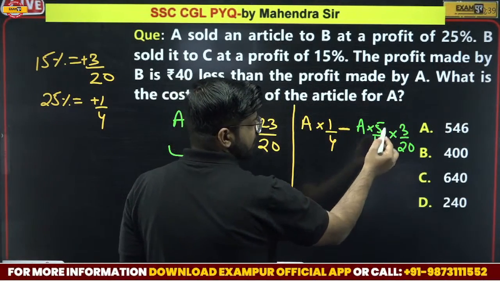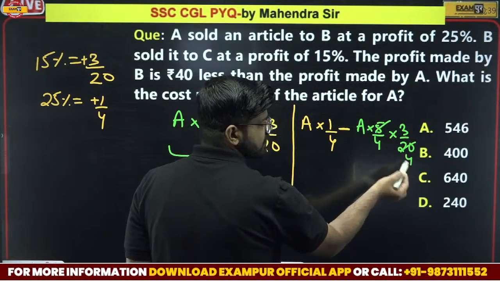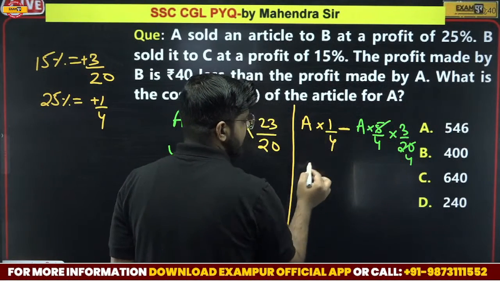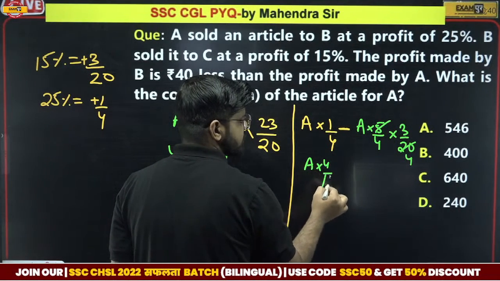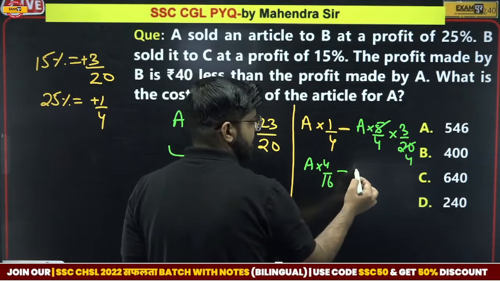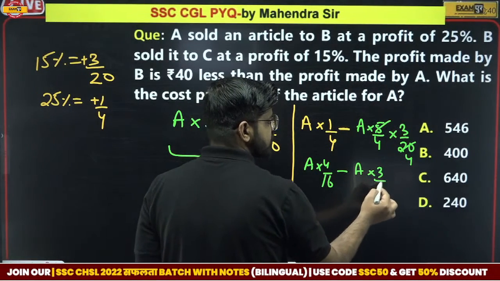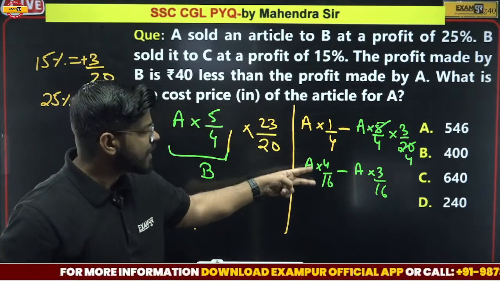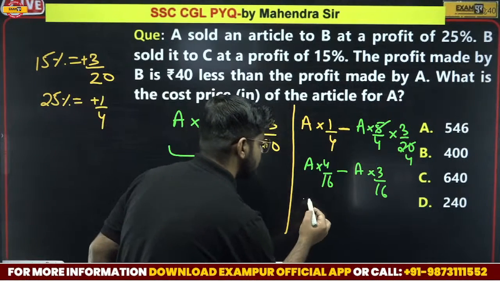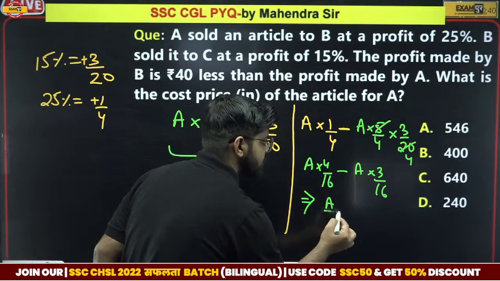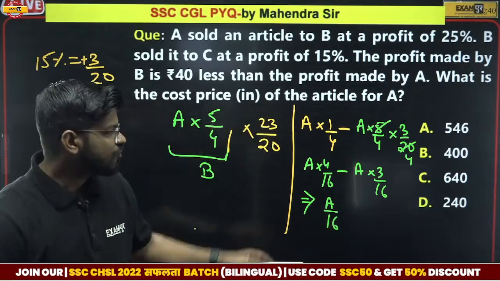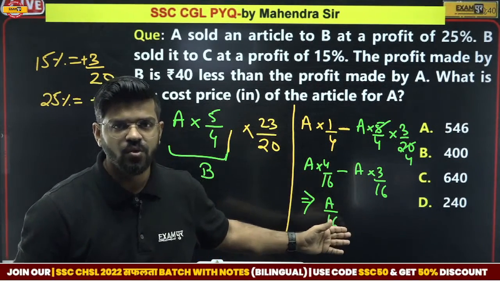So here we have 5 cancelled, and here we have 3 by 16. We can also write it in 16 format, so here we have 4 by 16. Here we have 4 by 16 minus A into 3 by 16. So 4A by 16 minus 3A by 16. Finally we are getting A by 16. Simply, right? 4 times minus 3 times is equal to 1 times.